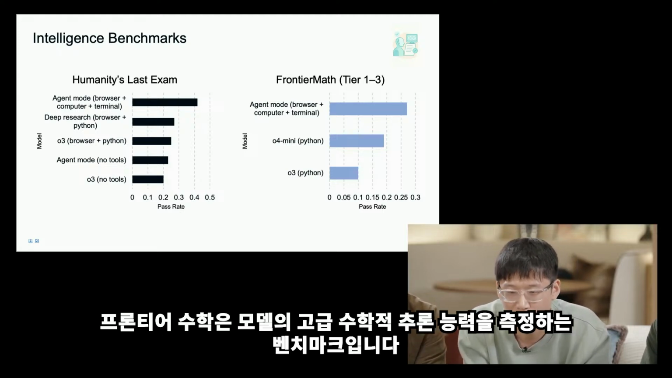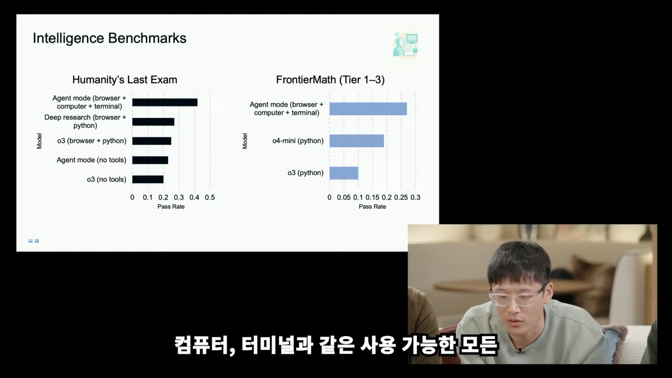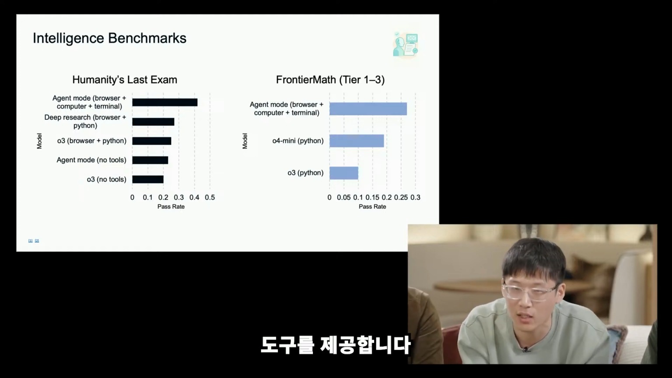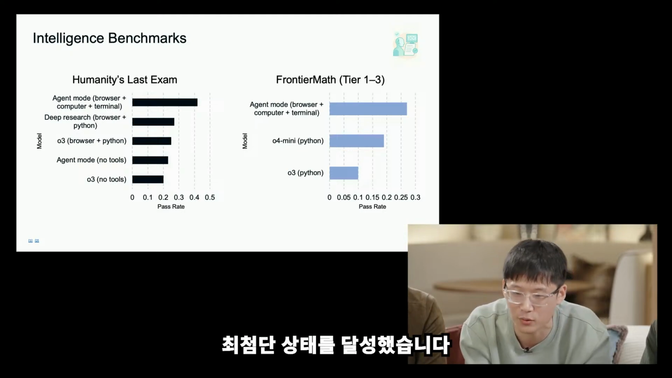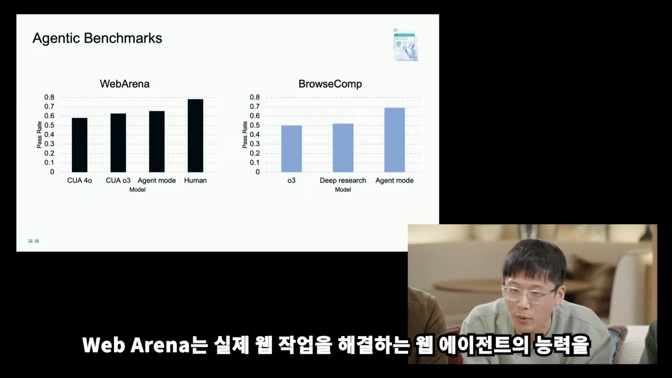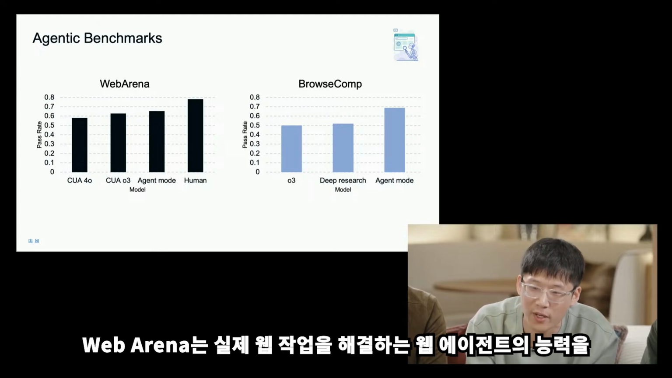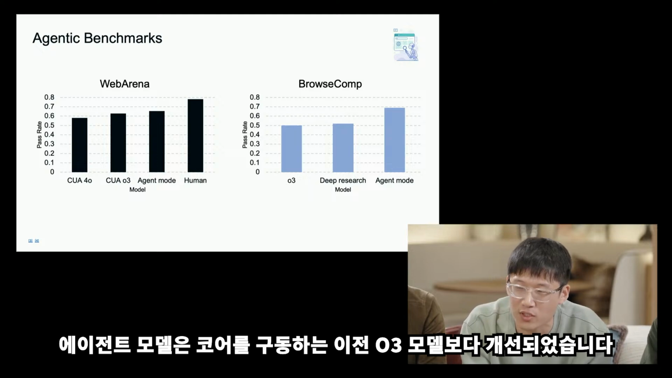FrontierMath is a benchmark that measures the advanced mathematical reasoning ability of models. Different from our baseline o4-mini and o3, which use Python with function calling, we give the agent model all available tools, like a browser, a computer, and a terminal. The agent achieves a new state of the art of 27% on this benchmark with the help of all these tools. Next, we evaluated the model on two agentic benchmarks. WebArena is a benchmark that measures web agents' ability to solve real-world web tasks. The agent model improves over the previous o3 model that powers the core.